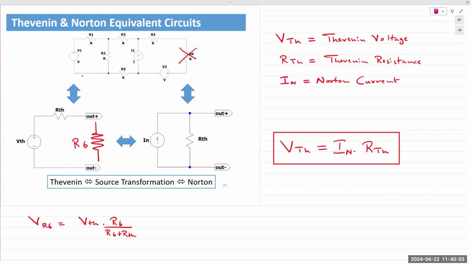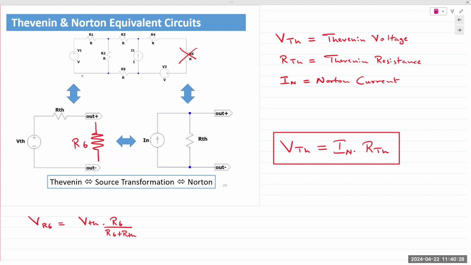RTH, Thevenin resistance, is by far the easiest. You're simply finding Req for the circuit, which is something you have done in your physics class. It is something also you have done at the beginning of this chapter. Finding the total equivalent resistance for a network of resistors, right? You have already done this before. So finding Thevenin resistance is by far the easiest.